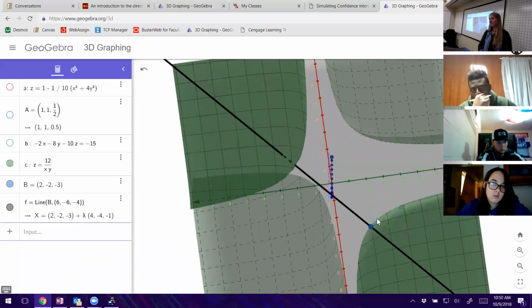So when asked for the normal line, it wants the parametric equations. We talked about parametric and symmetric equations. Don't worry about symmetric equations. We've been working on parametric. Let's just stick with that.